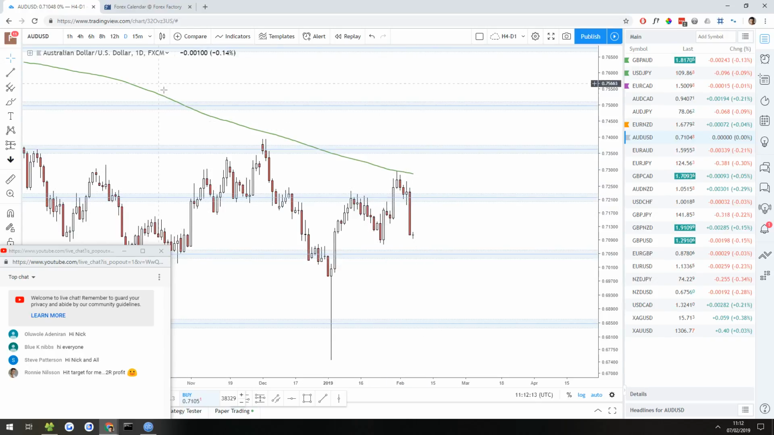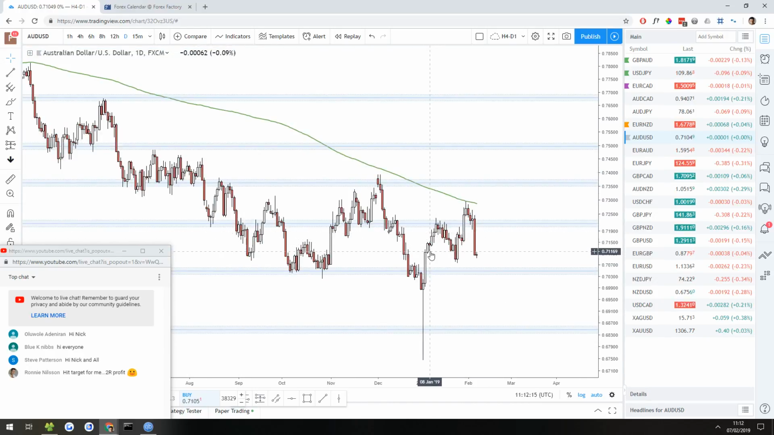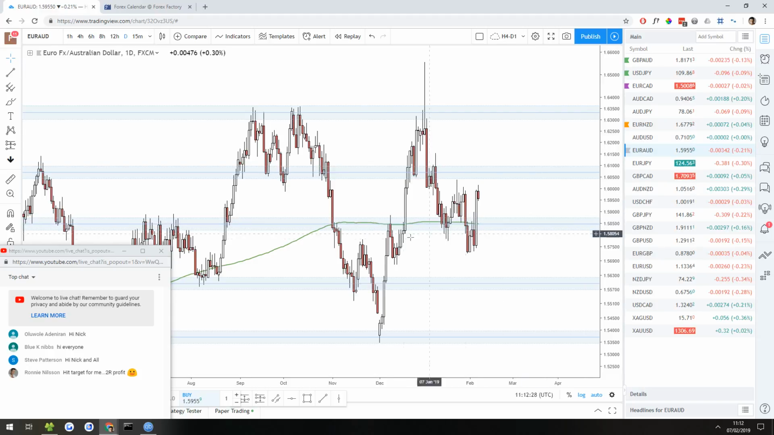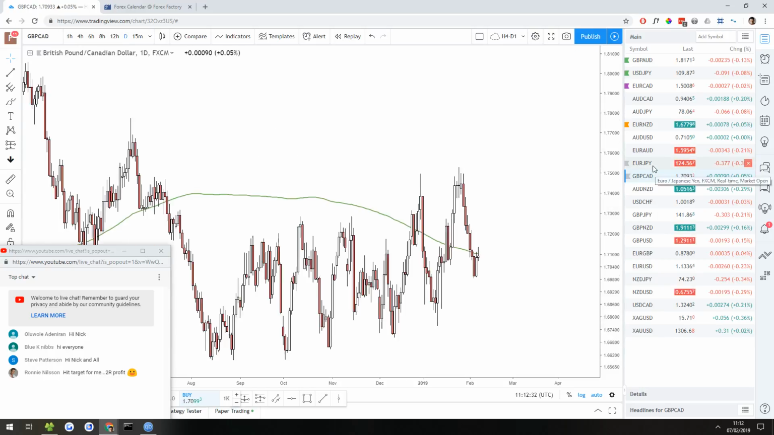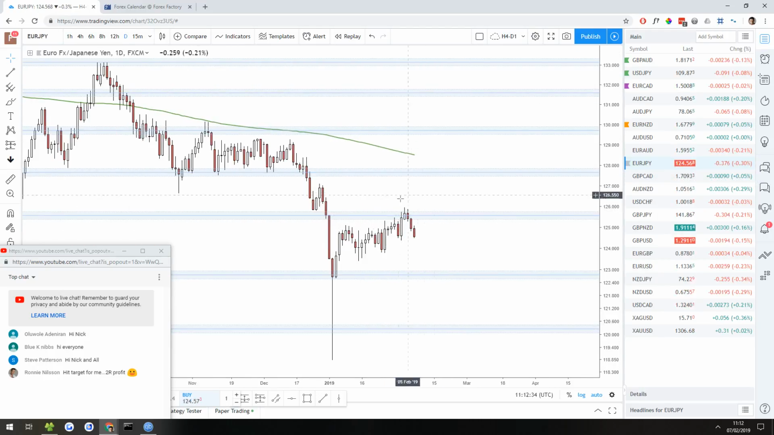AUD USD. I think I need to adjust these support resistance areas a little bit on AUD USD. They're getting a bit old, and they need a bit of adjusting. But right now there's nothing there. Euro AUD, nothing much going on there. Euro JPY, short trade open here that some of you are in.